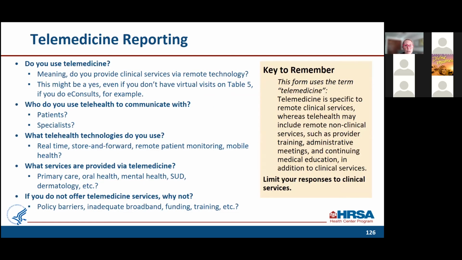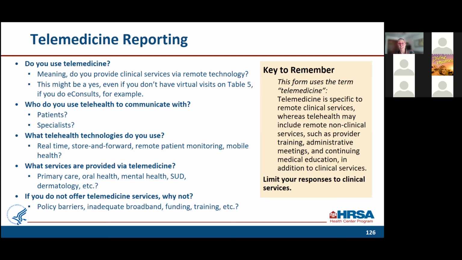So in the telemedicine or telehealth portion of the other data elements form, the health center will answer 5 questions, which are spelled out on this slide. Note that the questions use the term telemedicine, which means specific to remote clinical services. Health centers are to report on telehealth services that were in place or in use in 2021, regardless of whether those services were billed or generated countable visits.